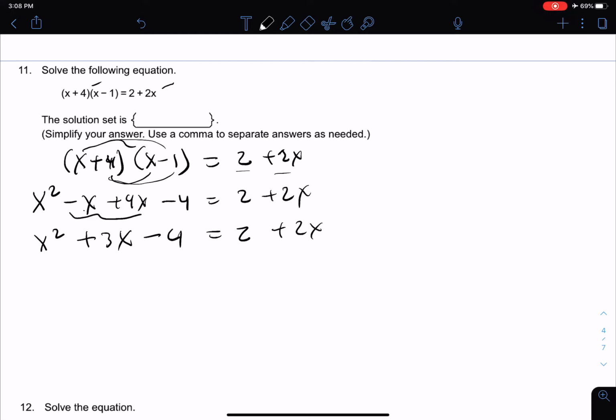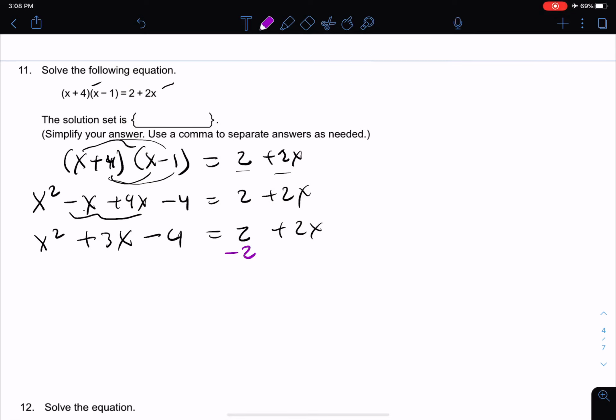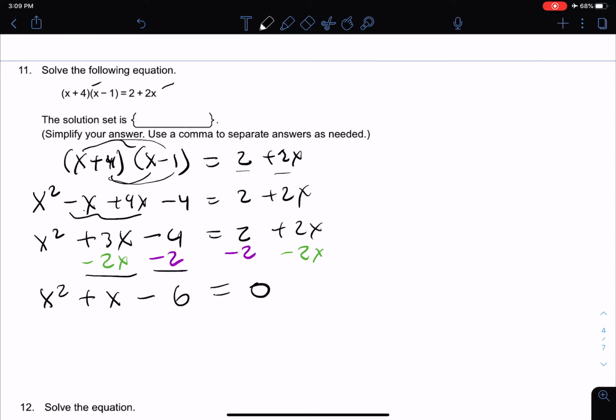So anyways, now we want to set this equal to 0. So we better subtract 2 off of both sides. I'm going to subtract my like terms. And we also better subtract 2x off both sides, like terms. And finally, what does that give us? X squared plus x minus 6 equals 0.